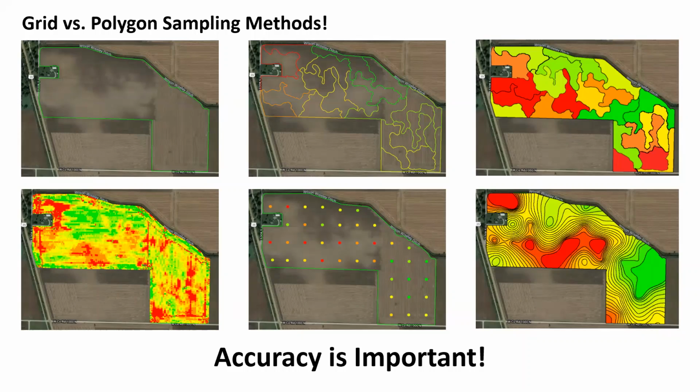I'm a firm believer in polygon-based sampling. I like the way that works, and you'll see some of that through the presentation. But all methods do work, and all methods are acceptable. The key is picking the right one that fits your farm and fits the variability that's on your farm. That's the most important. So here's an example we've just done for a customer in the last couple weeks.